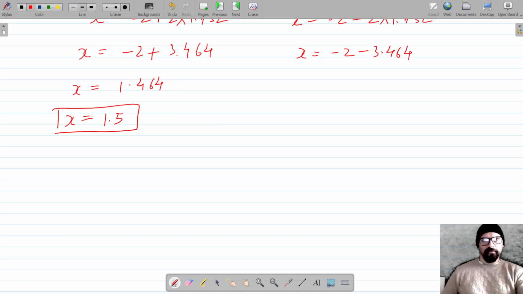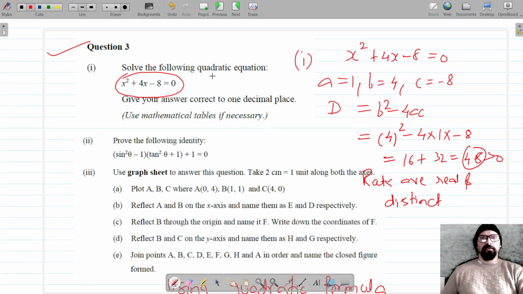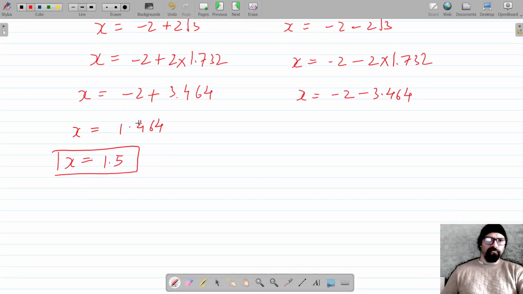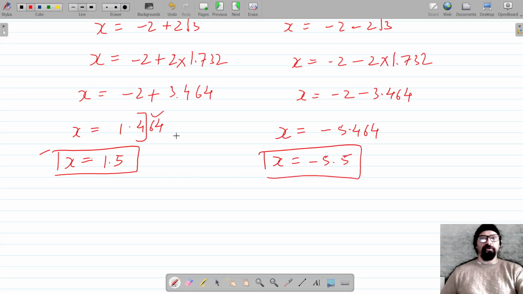I can write it as, okay, it's given that we have to write the answer correct to one decimal place. So if I round off this to one decimal place, it's 6, so we have to add 1 here. So next one is x is equal to minus 5.464. And if I have to round off this, this is negative 5.5. So x is equal to 1.5 or x is equal to negative 5.5.